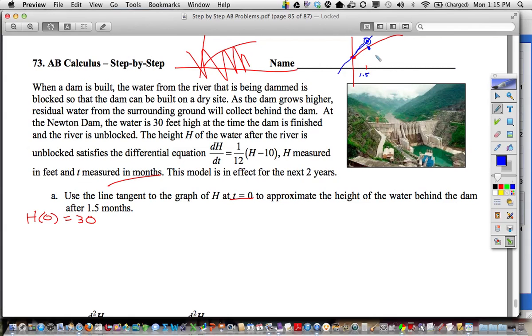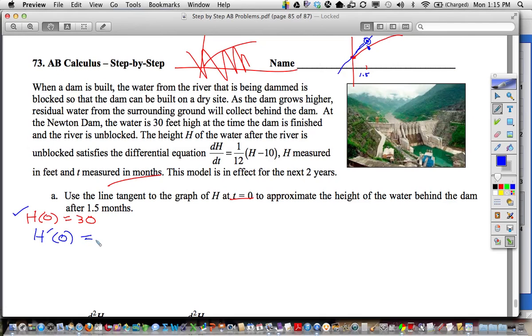Say it loud. Got to find the equation of the tangent line. This is a tangent line problem. How do you find the equation of a tangent line? Slope and a point. There's my point. What do I need? Slope. I need the slope.